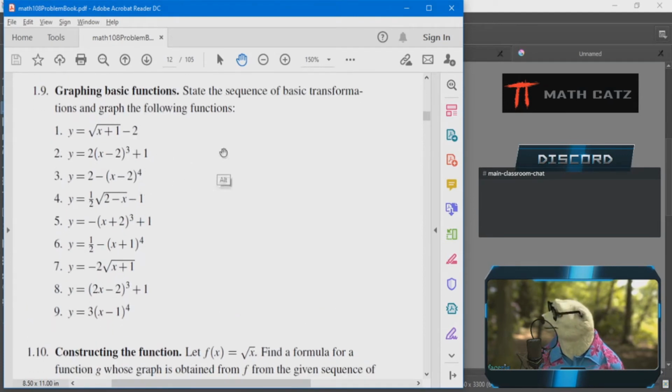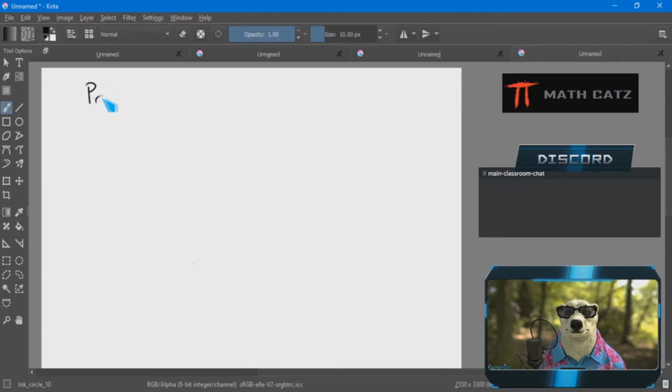There you go. I want to look at the sequence of basic transformations, and we can graph it, sure. I'm actually not gonna graph this one, but I'll graph the next one because this is so similar to the parabola shape. Number 9 is y equals 3, so this is problem 1.9, number 9. There we go. Y equals 3x minus 1 to the 4. We might as well graph it, right?